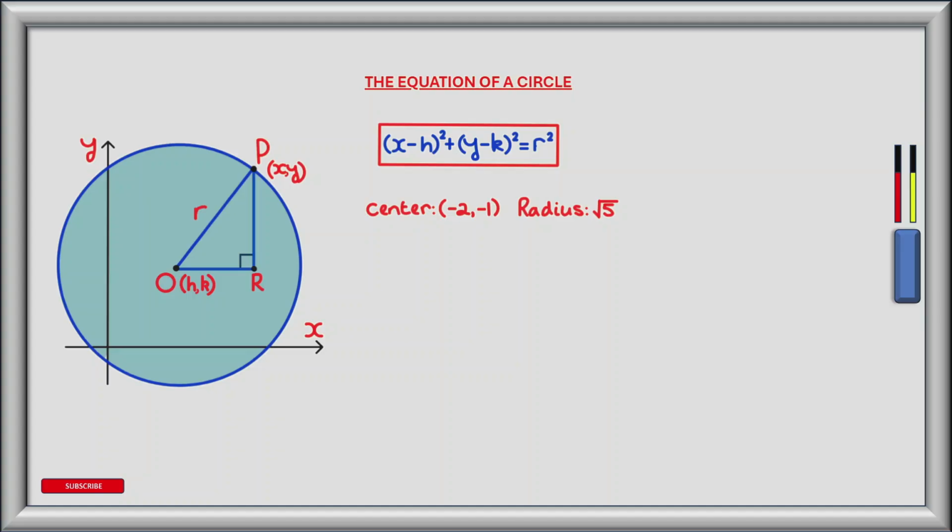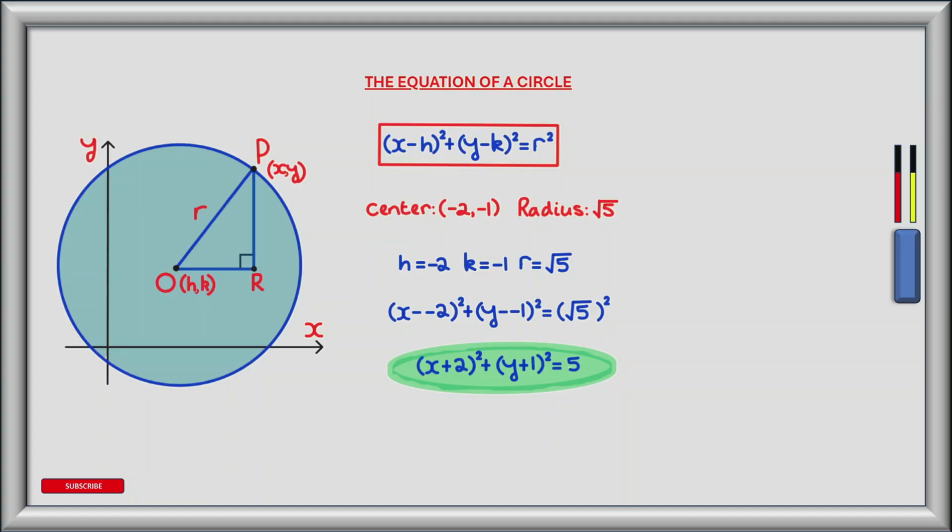In this next example, we have a circle with its center at coordinates minus 2 and minus 1, and it has a radius of the square root of 5. Using the general form of the equation, the x-coordinate h is at minus 2, the y-coordinate k is at minus 1, and the radius r is equal to the square root of 5. And substituting these values for h, k and r into the general form of the equation, we have x minus minus 2 all squared plus y minus minus 1 all squared is equal to the square root of 5 squared. Simplifying this gives x plus 2 all squared plus y plus 1 all squared equals 5, which is the equation of the circle.